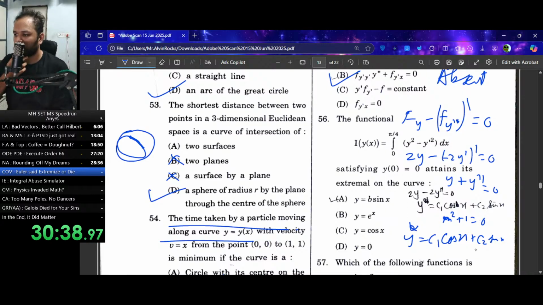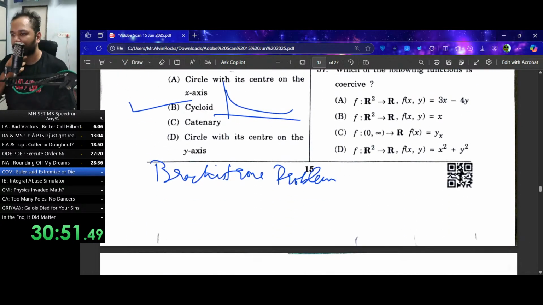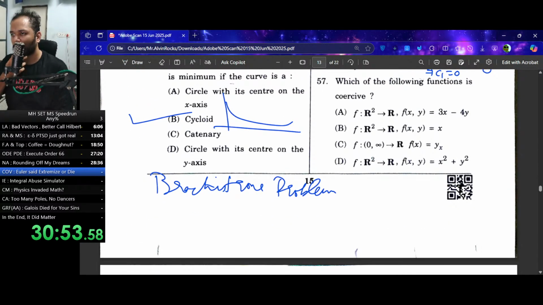When you put 0 is equal to 0, this is 0. So this implies c1 is equal to 0. Therefore the reduction is c2 sin x. So c2 you can substitute as b. That is the answer. No idea, I just went with it.